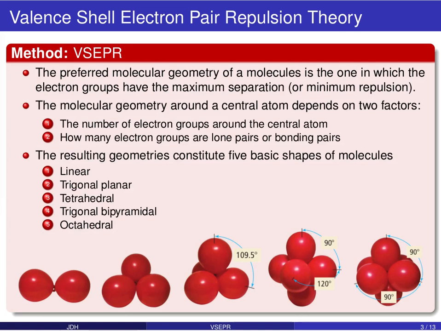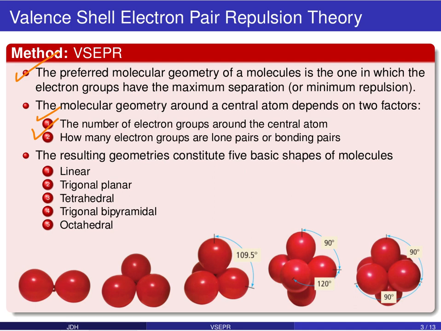Okay, so we were left then with this idea of maximizing separation as our guiding principle of VSEPR. And so all we have to do is look at our central atom in a given Lewis dot model, determine the number of electron groups around that central atom, and determine how many electron groups are lone pairs and bonding pairs there are.